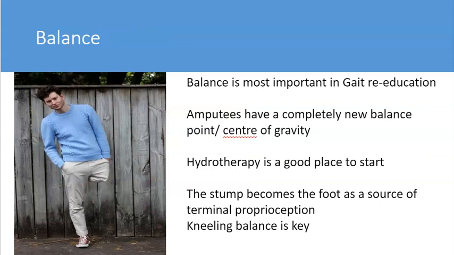So balance is going to be hugely important, particularly for our lower limb amputees, and in particular in gait re-education, where we might have a prosthetic on the end of the stump. And imagine that effectively the stump becomes your foot, because the terminal part of proprioception of your body is effectively the stump. Now, if you're a lower limb amputee below the knee, then you can use things like single leg kneeling balance, which will be key.